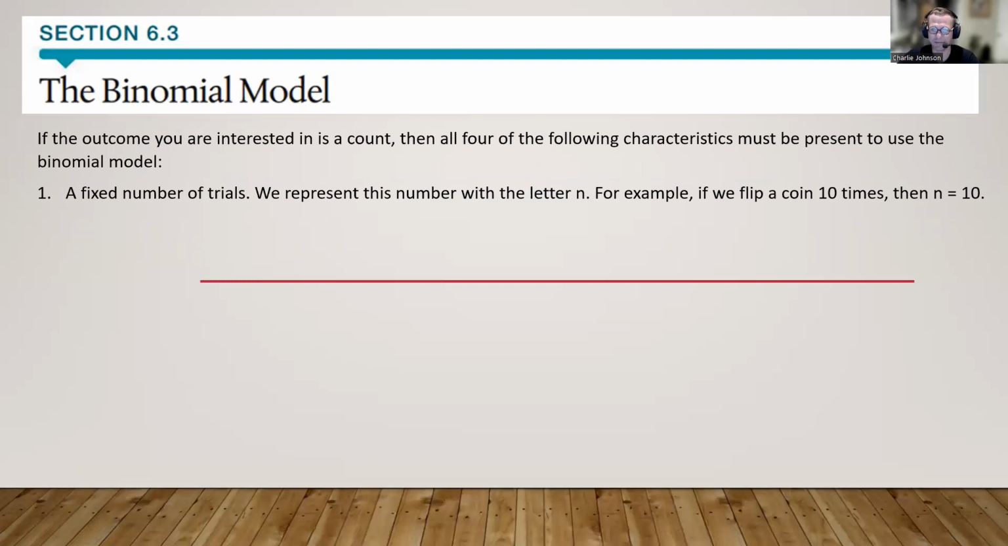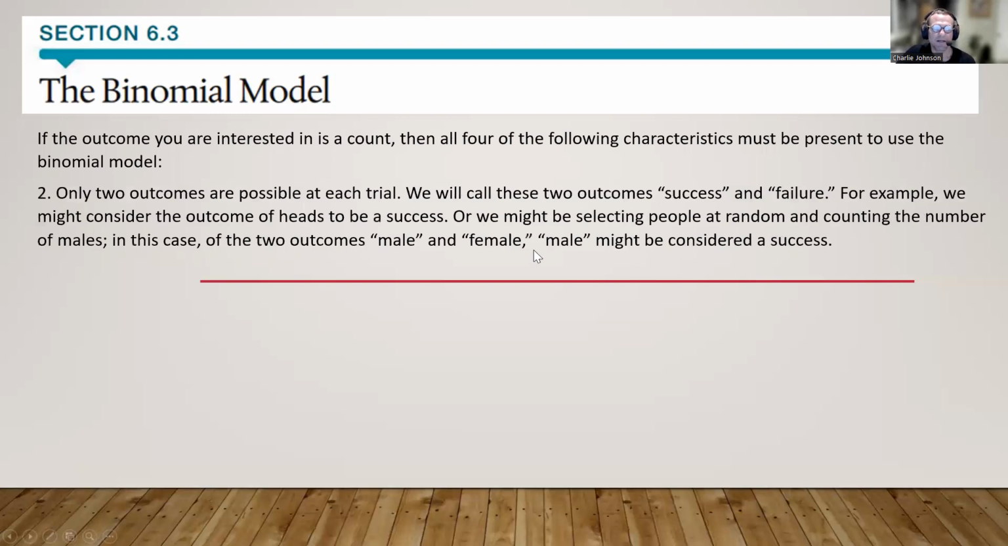use the binomial model. Number 1, should have a fixed number of trials. We represent this number with the letter n. For example, if we flip a coin 10 times, then that's 10 trials, and n is 10. Number 2, only 2 outcomes are possible at each trial. We call these 2 outcomes success and failure. You can either be successful or you can have failure, one or the other.